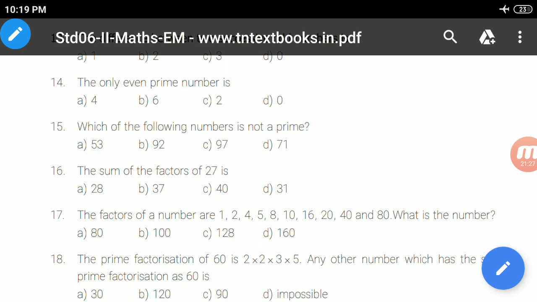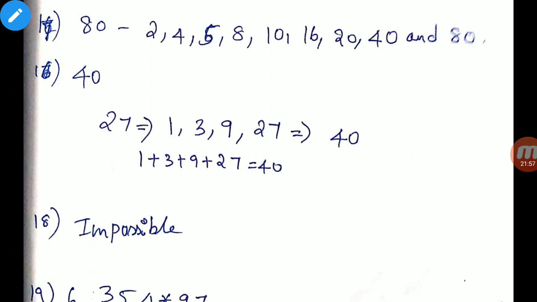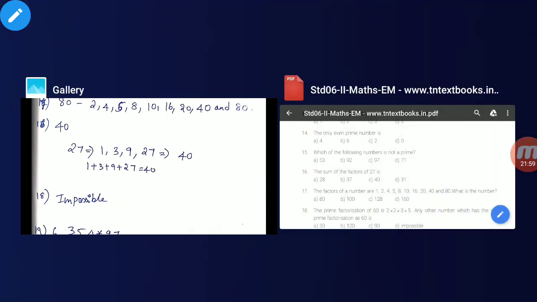The factors of the number are 1, 2, 4, 5, 8, 10, 16, 20, 40 and 80. So you see the answers. If it is 100, you know, there is a number 16 which cannot be a factor of 100, so we can ignore it. 128 is also not a factor, so we can ignore it. But you have two values, 80 and 60. If there is a 160, it should also be a factor of that number, so we can ignore it. So you can directly tell that 80 is the answer.